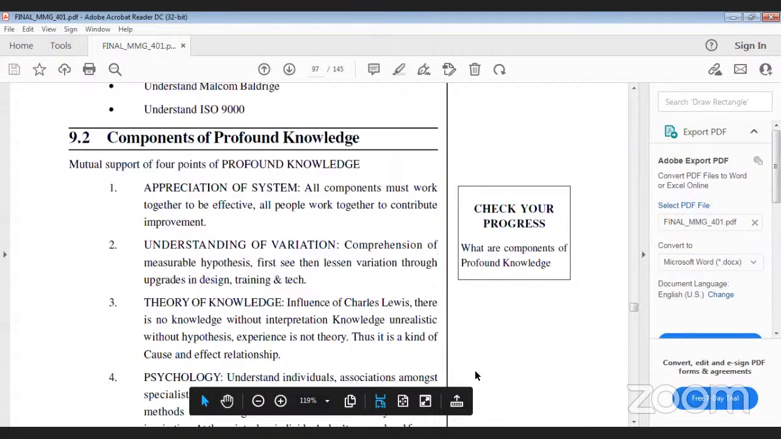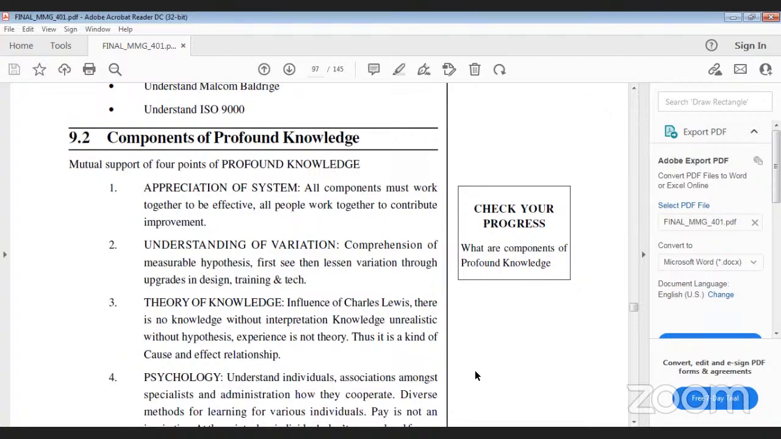Second is understanding variation, comprehension of the measurable hypothesis, then the effect of variations on decisions, training, and technology. Third is theory of knowledge. It is influenced by C.I. Lewis: there is no knowledge without interpreting knowledge, and no learning without a hypothesis. Experience is not theory here. Thus, it is a kind of cause and effect relationship here also.